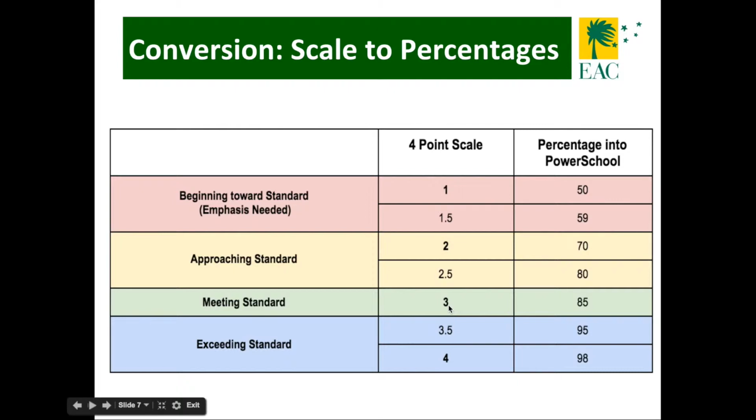Students getting a 3 are meeting the grade level standard. This is the expectation and where we want students to be by the end of each grade level. And lastly, students getting a 3.5 or a 4 are exceeding the standard. Now, from the 4-point scale, teachers are then converting it into a percentage to go on PowerSchool. You can see the conversion rate on this table.